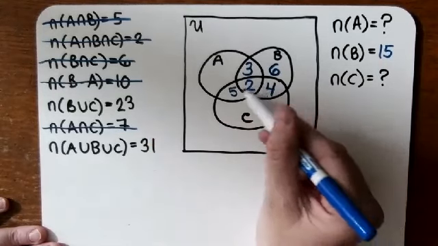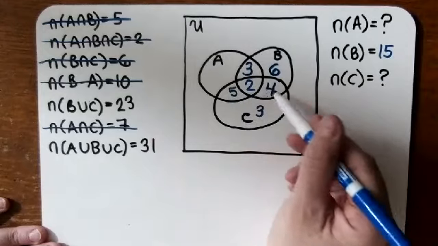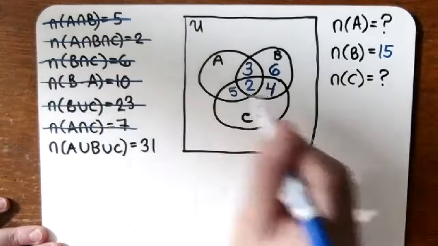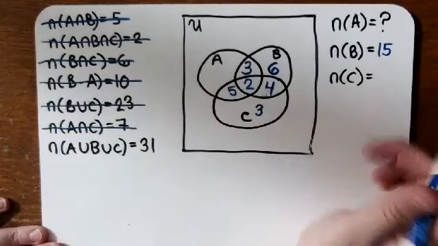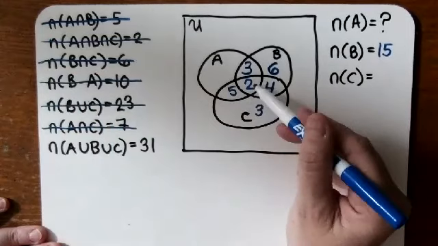And again, at this point, we can sum the 4 regions that make up C. That would be 5, 10, 14.